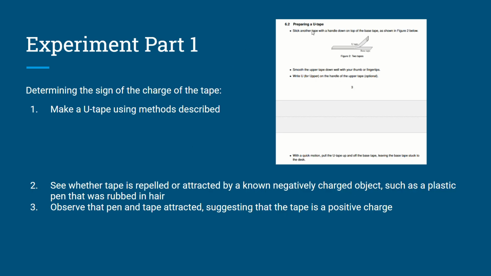We laid one piece of tape on top of another and stripped it off fast, which gave it a charge. Then we observed whether these two tapes repelled or attracted one another, and they were shown to repel one another, suggesting that they have the same charge. What we found was, when given a pen known to have a negative charge, and we brought that close to our charged tape, the two attracted, suggesting that the tape itself was positive, because it was attracted to a negative object.